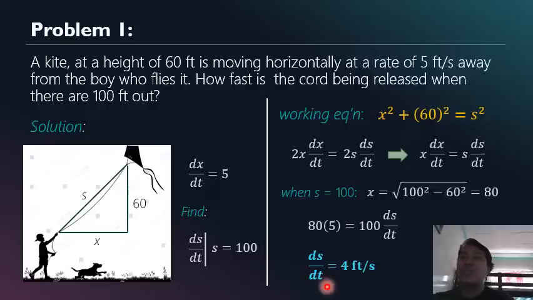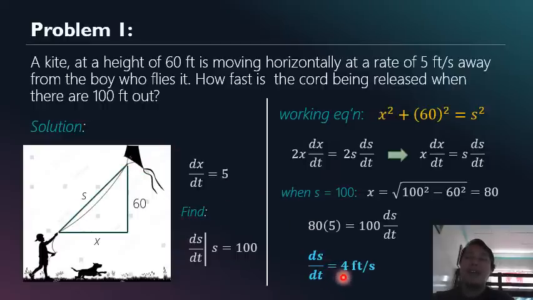Ito na yung ds over dt. So, anong nare-represent nito? Noong 100 feet ang haba ng s, gaano siya kabilis humaba? Ito yun. 4 feet per second. Ganun siya kabilis sa pakawalan. Noong 100 feet na yung haba ng s. So that is how you interpret the problem.